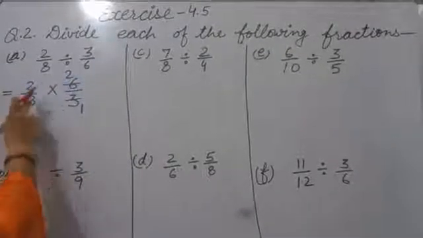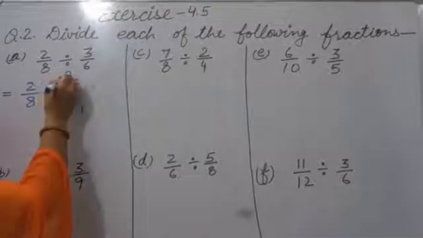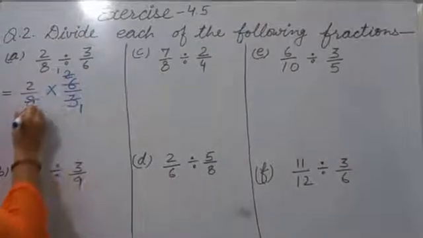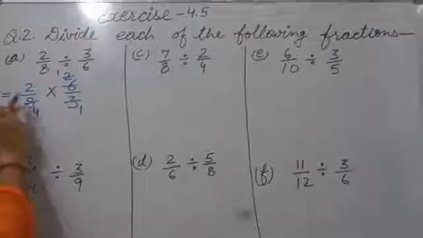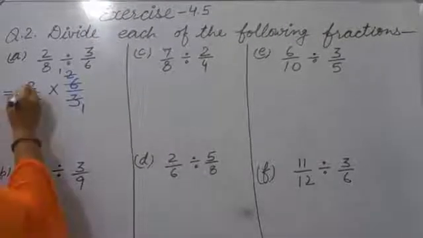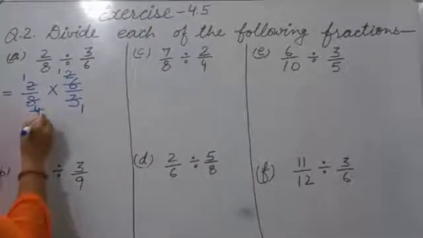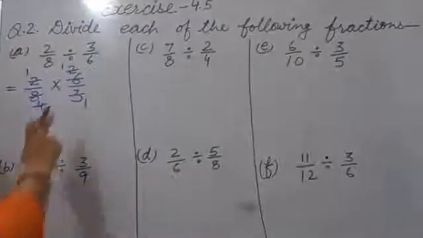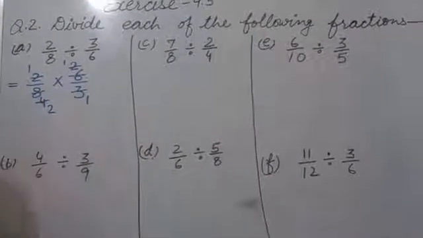Now in the 2 table we have 8. So 2 ones are 2 and 2 fours are 8. Again 4 and 2 are coming in the 2 table. So again we can cancel. 2 ones are 2 and 2 twos are 4. Okay. Any numerator, any denominator we can take firstly.